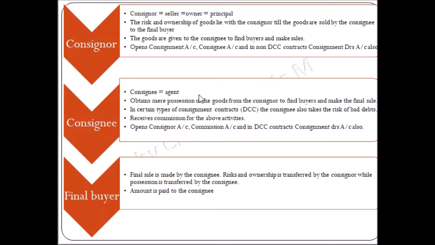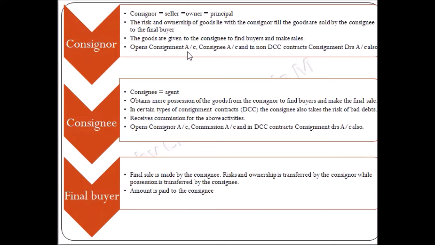Generally, the agent is only responsible for making the final sales and giving back the amount so received on such sales to the principal. In certain contracts of consignment called DCC, Del Credere Commission contracts, the consignee takes additional responsibilities such as risk of bad debts, which means he is responsible for collection of any bad debts as well, and he also takes the burden of bad debts on him. In such cases, additional commission is paid to the consignee.